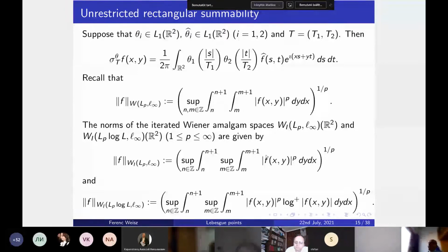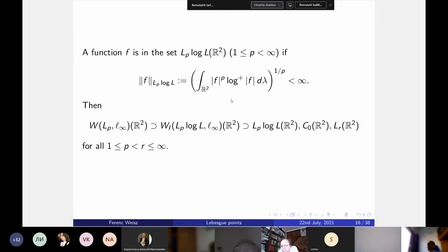If we change the p power of f by f to the power p times log plus f, then we get the iterated space WLP log L L infinity. So I have many function spaces. I'm sorry, it could be strange. Okay, but I continue. Log plus denotes the maximum of the logarithmic function and 0.